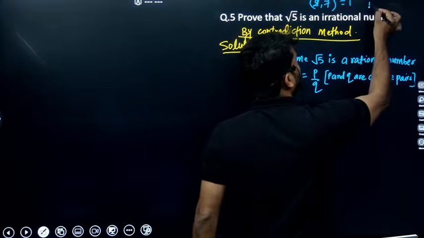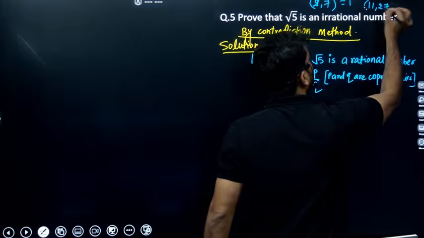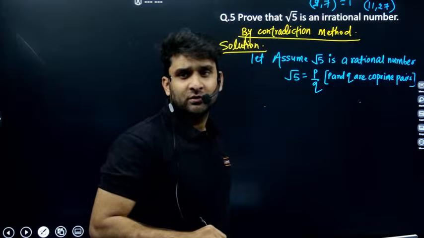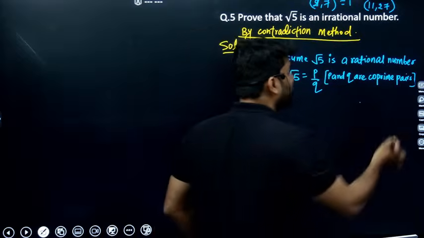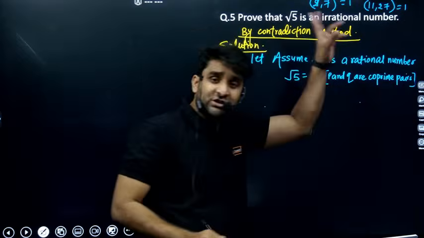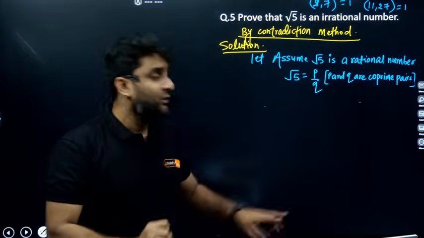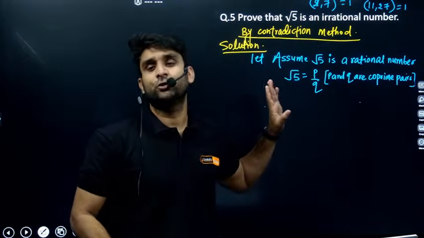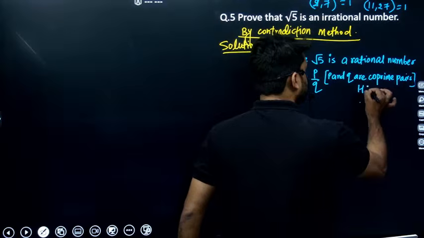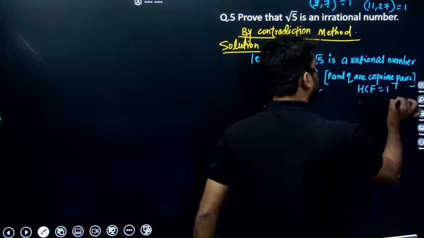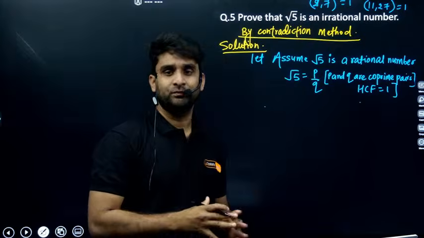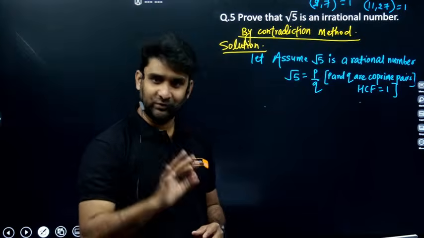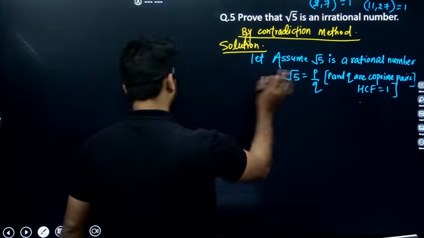If I ask you 11 and 27, which number can divide both? Is there any common factor between 11 and 27? No, except 1. Only 1 can divide. So such numbers are called co-prime. So here P and Q are also co-prime, and it means that the highest common factor of P and Q will be only 1. Only one possibility is there. Clear, everyone? Okay.